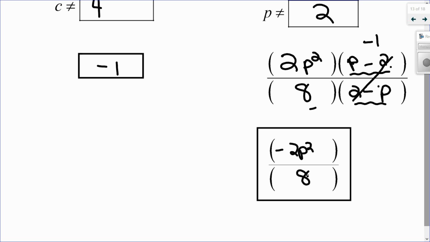And I just have to simplify my numbers. So this is an example of where I can use that math fraction, or I can see they have a GCF of 2. Either way you want to, final answer is going to be -p squared all over 4. So 2 over 8 in lowest terms is 1 over 4.